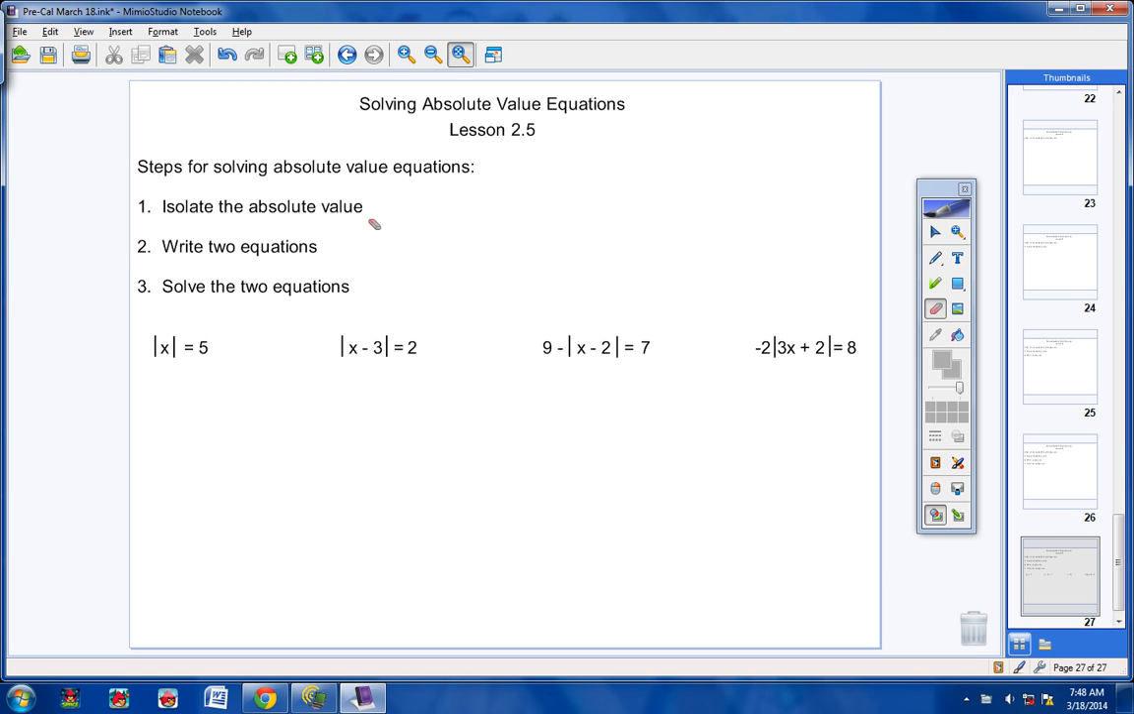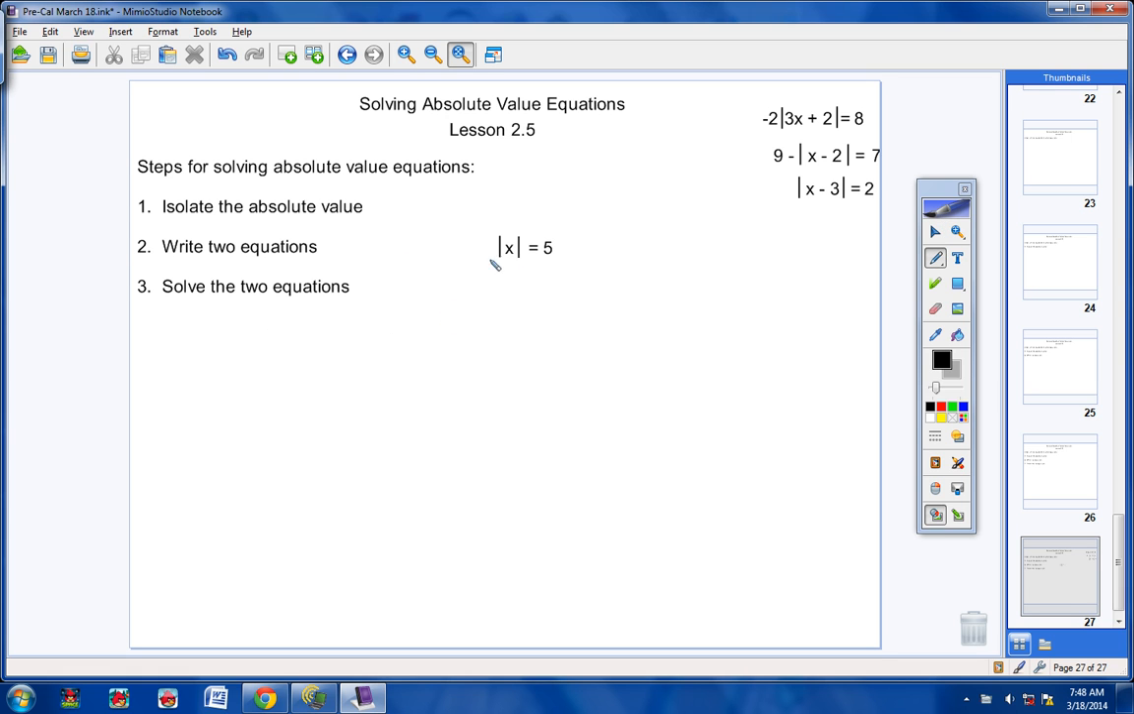Okay, let's solve these 4 equations. Are you ready? All right, step 1 says isolate the absolute value. Let's start with this equation right here. All right, let's stack these up over here and get us some room. Okay, here we go. Now, step 1 says isolate the absolute value. Well, the absolute value is already isolated, is it not? It's totally all by itself on one side of the equation.